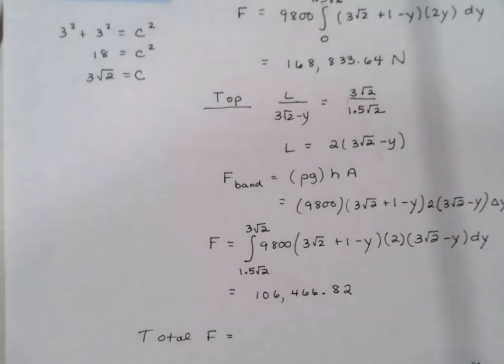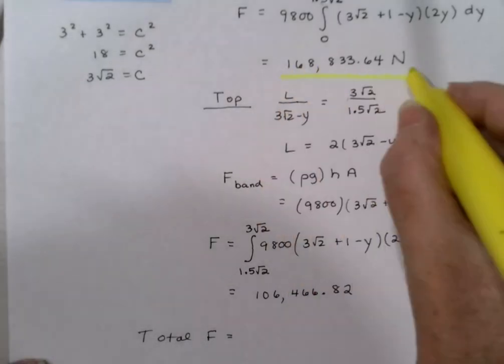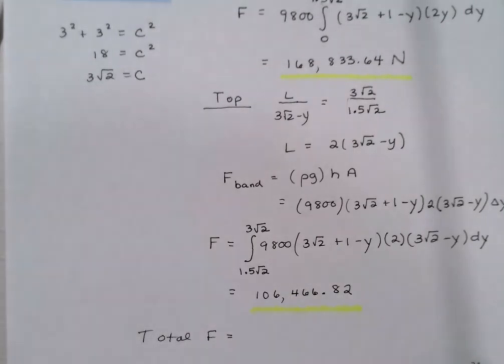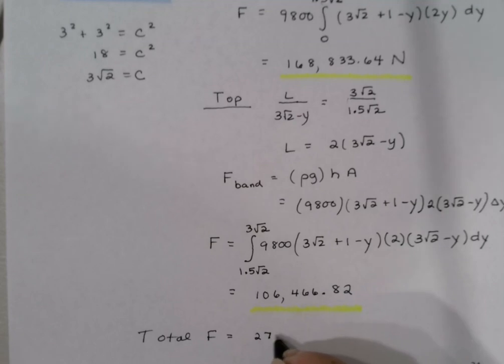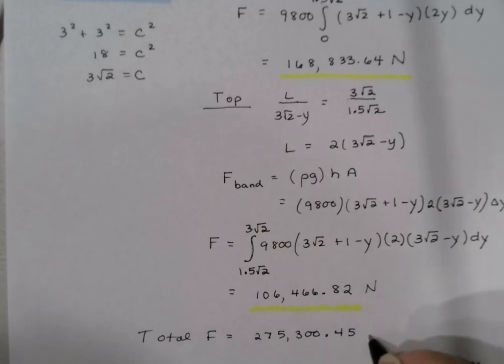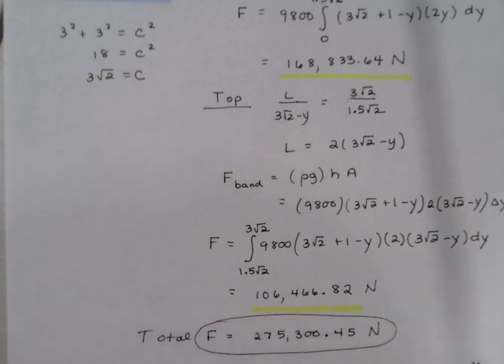If I want the total hydrostatic force, I will simply add the two values. And when I did that, I got a little over 275,000: 275,300.45. And again, this was all in newtons for our force. All right, that brings us finally to the end of this endless section, 6.7.